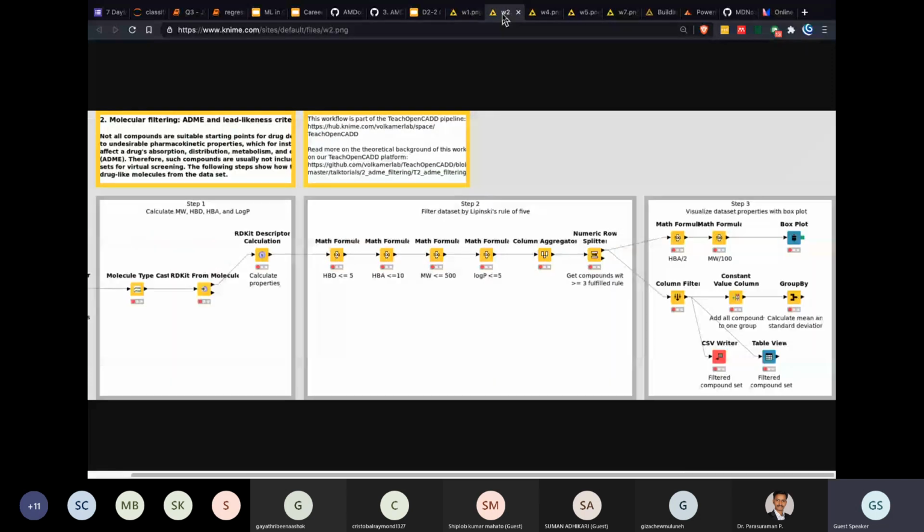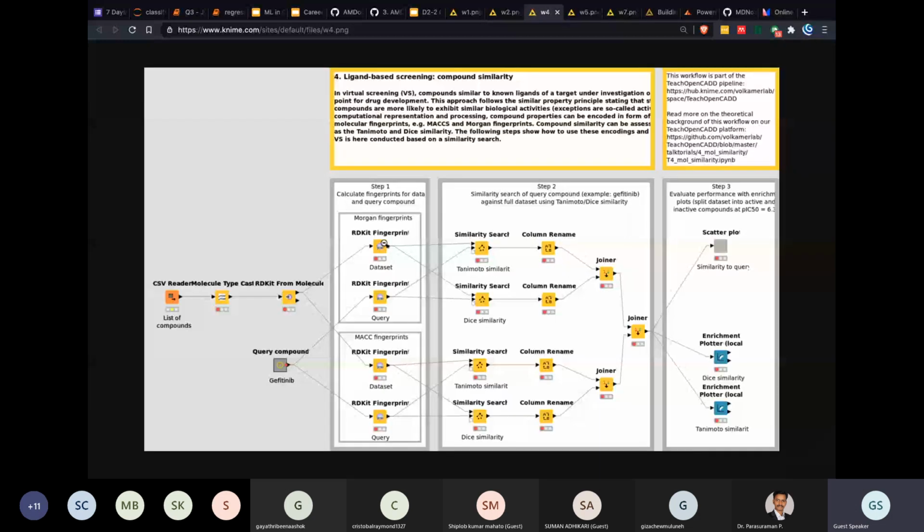And then molecular filtering based on ADME and lead-likeness, not only based upon Lipinski rule of 5. So here you have again Lipinski rule of 5. And also you can calculate certain properties using RDKit, and then we generate ADME properties and then compare them. And then ligand-based screening. Again, we use RDKit for generating the fingerprints.